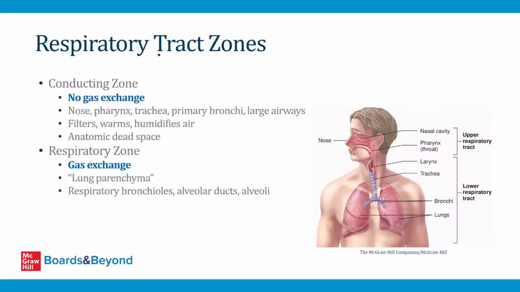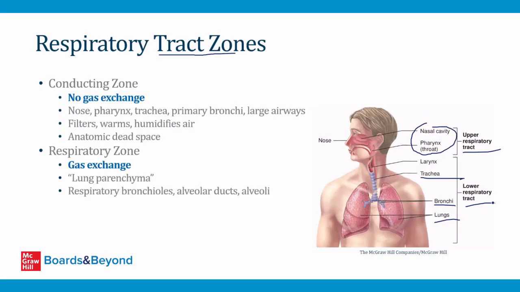Okay, let's talk about the respiratory tract zones. So one way to divide up the respiratory tract is into the upper and lower respiratory tract. The upper tract involves structures like the nose and the throat and the larynx. The lower respiratory tract involves the trachea, bronchi, and lungs. And this is what we do clinically when we're talking about infections. We often talk about so-called upper respiratory tract infections or lower respiratory tract infections like pneumonia.